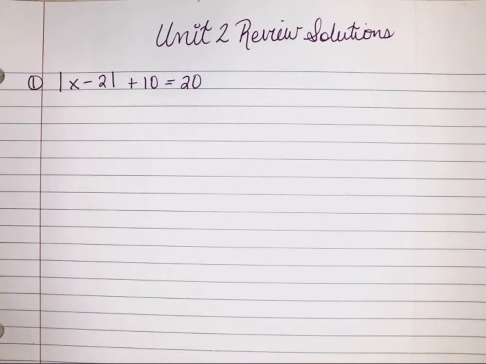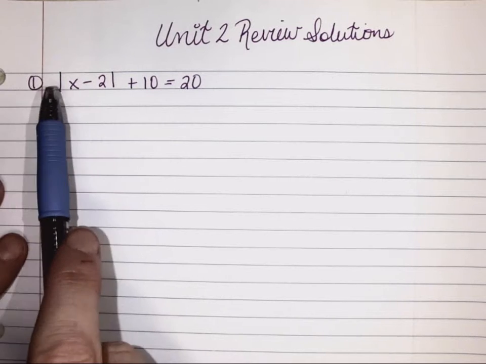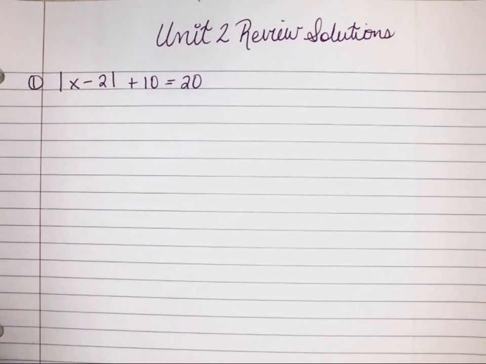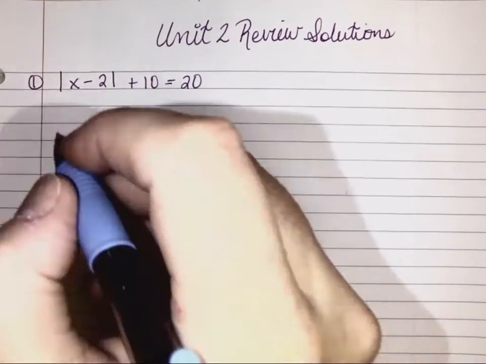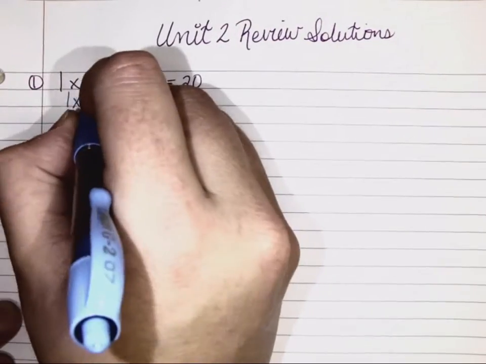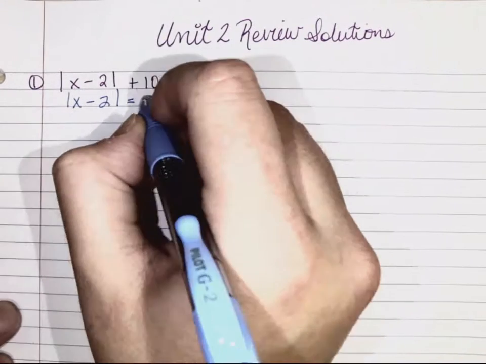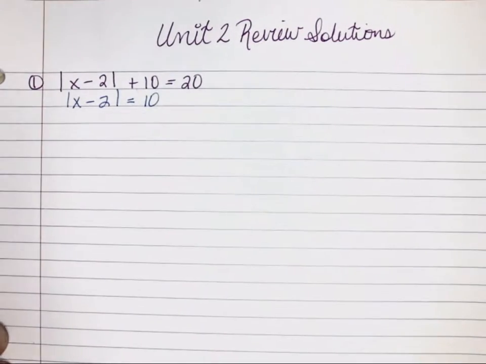So number 1, we have the absolute value of x minus 2, plus 10 equals 20. In the case where your only variable in the problem is inside an absolute value, I would try to isolate it first. However, you're going to see once we get down to numbers 9 and 10, you really can't isolate that absolute value any further, and I'll show you why once we get there. Okay, so the first thing, I'm going to subtract 10 from both sides, and that will give me 10.